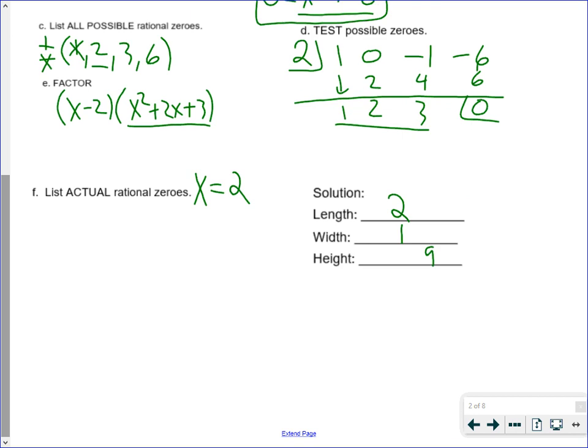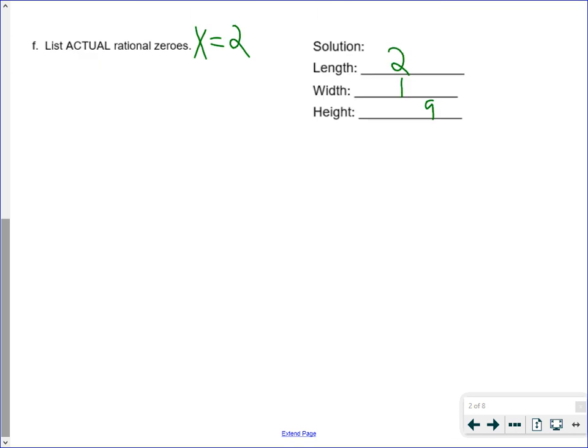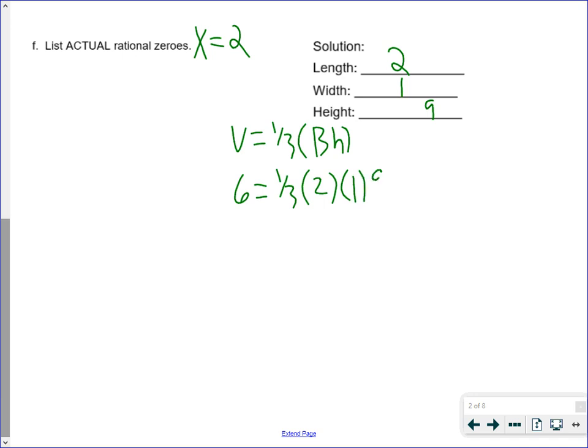And to double check our answer, we told you guys that volume equals 1/3 times base times height. We can plug everything in and see what we get. We said our volume has to be 6, and that should equal 1/3 times 2, 1, and 9.